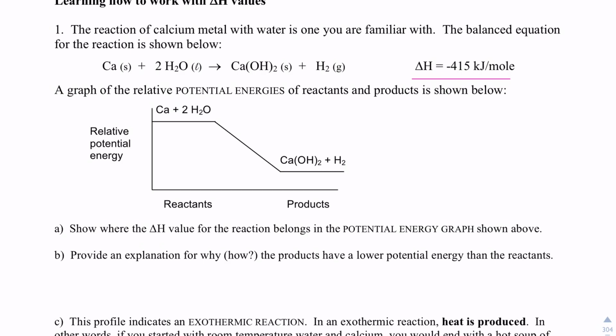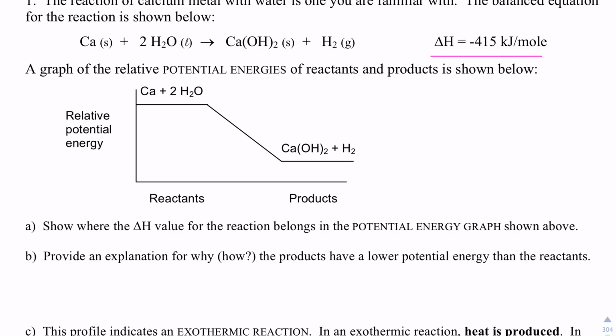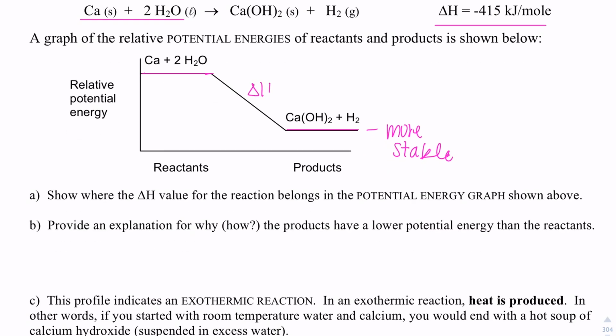So, the reaction of calcium metal with water is one that you're familiar with. Here's the balanced chemical equation. And we can see the graph here. So we see that our two reactants, calcium and water, start at a high potential energy up here, and they go down to a low potential energy here. So that tells you that the products are more stable, and that the reaction here is losing energy because it's decreasing in potential energy. So we're going to put our delta H value on the graph. Put it right next to the slanted line, because that is showing the change in our energy here.